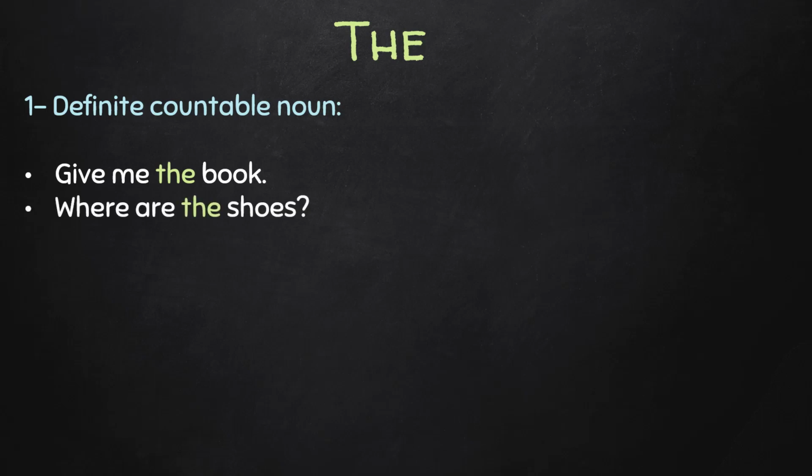Where are the shoes means where are the shoes I'm looking for, so I mean specific shoes here. Someone would say shoes are plural, but you said that these articles come with singular nouns. Yes, but the comes with singular and plural when it's a specific, when it's a definite word. Where are the shoes? But if I'm talking about shoes in general, I'd say these are shoes, without the.